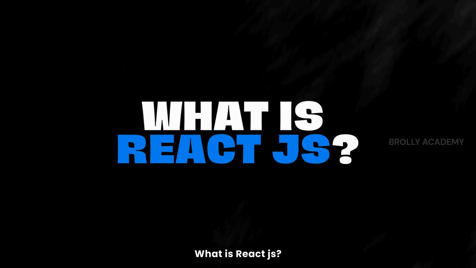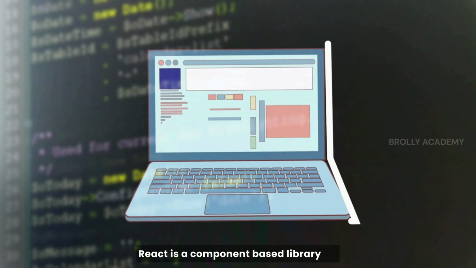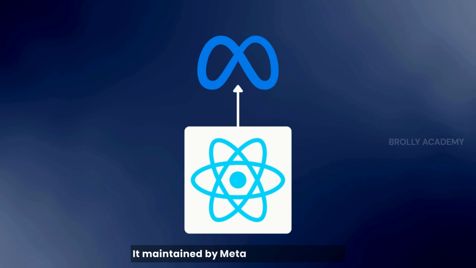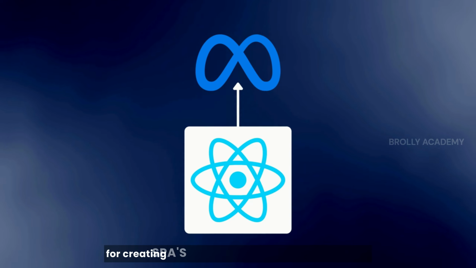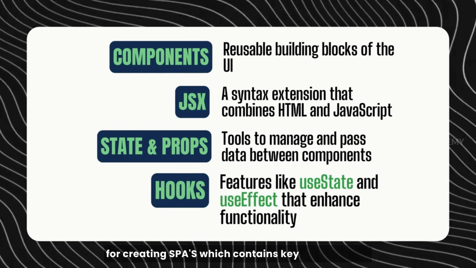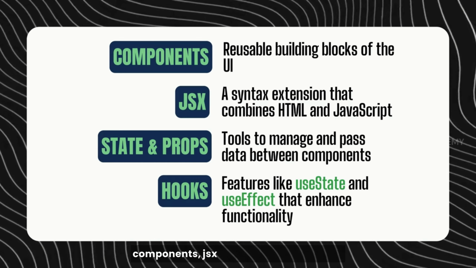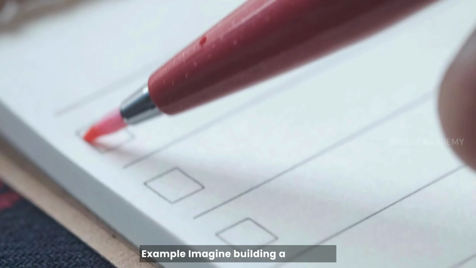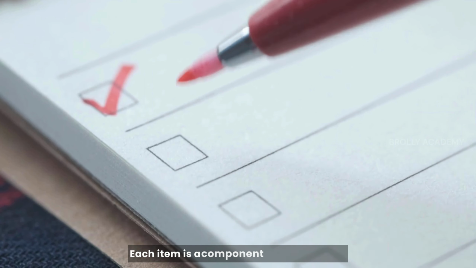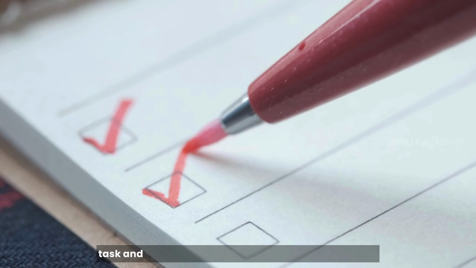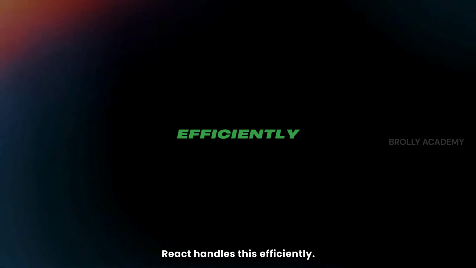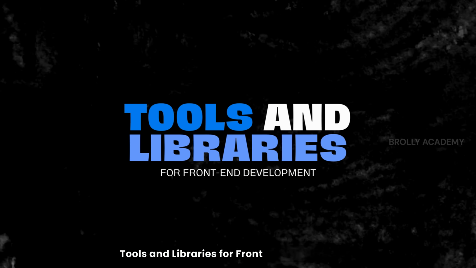What is React.js? React is a component-based library for building dynamic and interactive user interfaces. It's maintained by Meta and is widely used for creating SPAs, which contain key concepts like components, JSX, states and props, hooks. Example, imagine building a to-do list. Each item is a component. State tracks the task and events like add or delete trigger re-renders. React handles this efficiently.